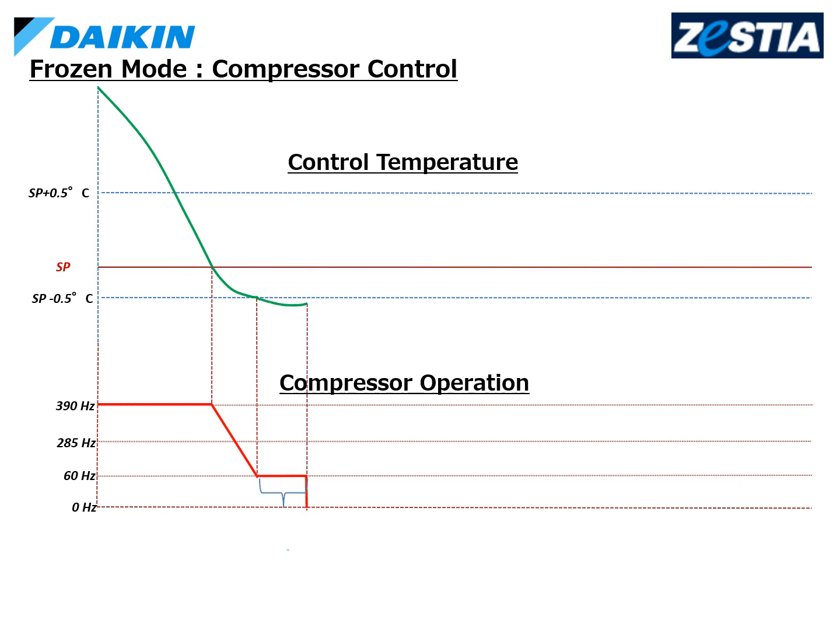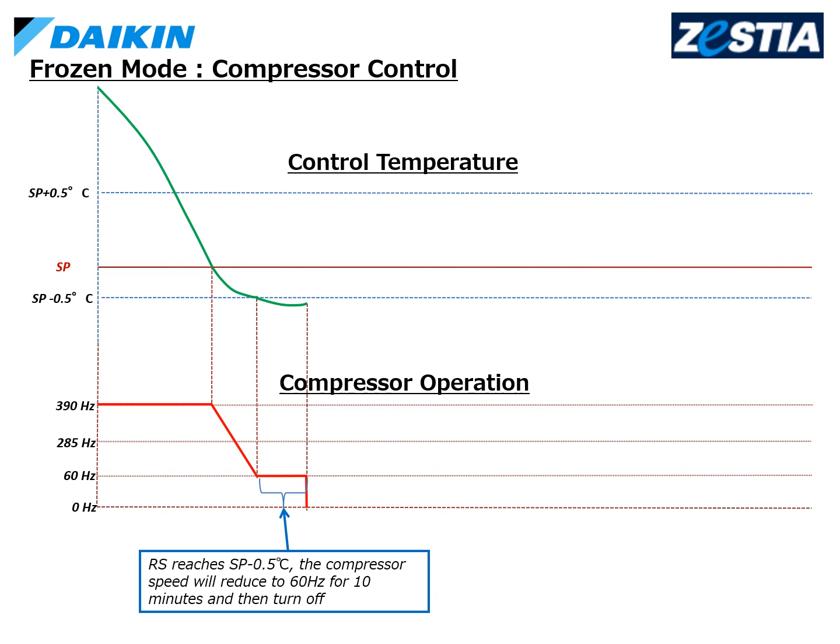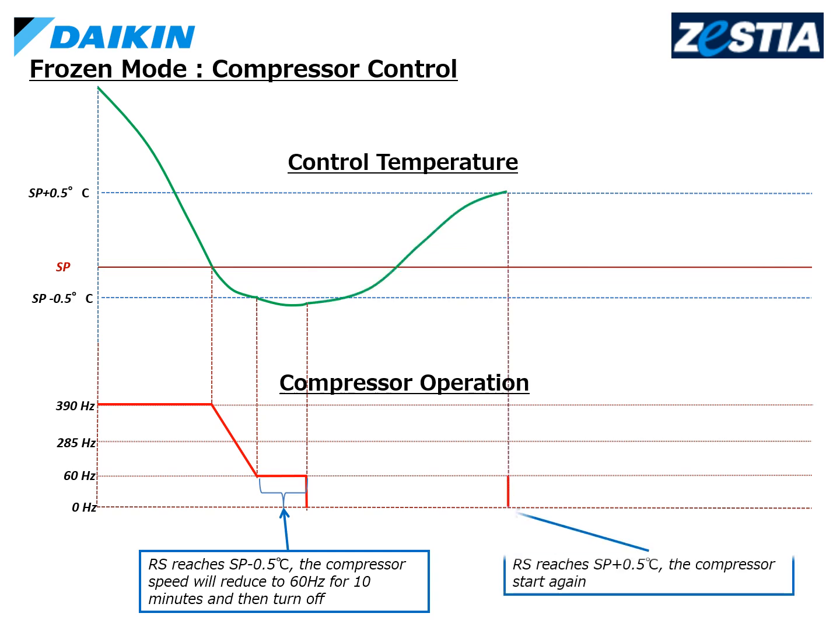If the RS falls 0.5 degrees Celsius below the set temperature, the compressor slows down to 60 Hz and stops after 10 minutes. If the RS exceeds 0.5 degrees Celsius above the set temperature, the compressor will resume operation. In this way, the compressor is controlled to maintain temperature.